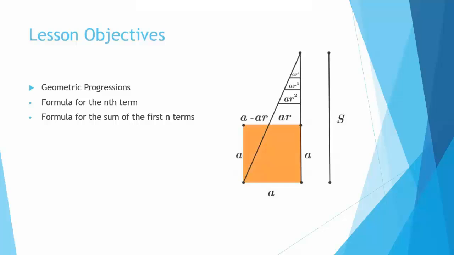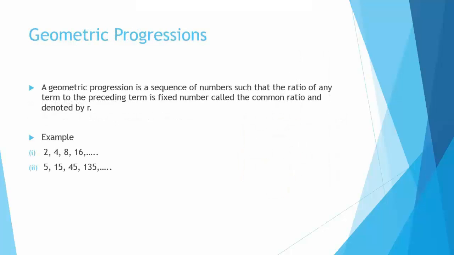A geometric progression is a sequence of numbers such that the ratio of any term to the preceding term is a fixed number called the common ratio, and it is denoted by r. For example, 2, 4, 8, 16, where the common ratio r equals 2. In the sequence 5, 15, 45, 135, the common ratio r equals 3.